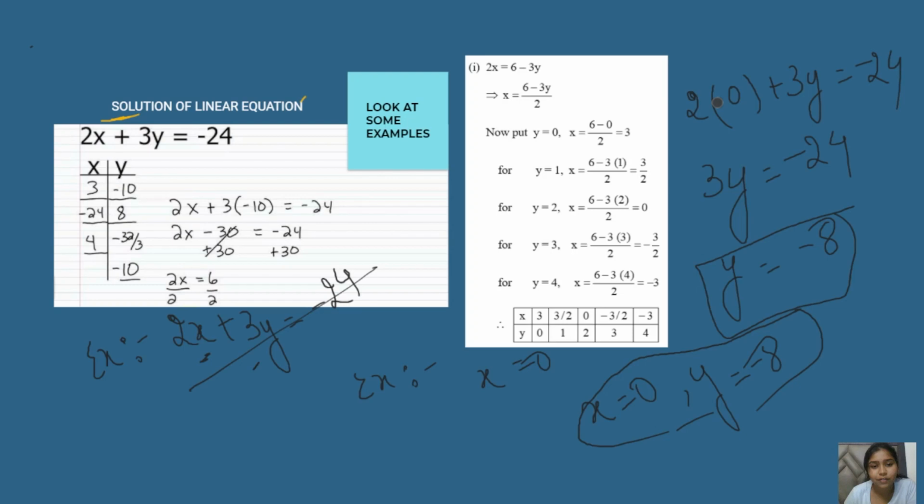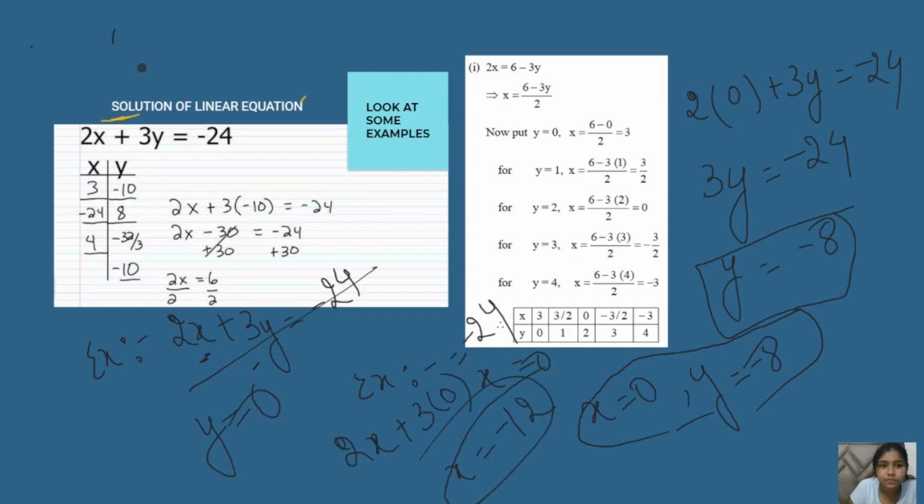Now we can put the value of y equals to 0. Okay, let's now put y equals to 0. What we'll get is 2x plus 3 multiplied by 0 equals to minus 24, right? So x will be equal to minus 12 in this case. So we get two pairs. If we put x equals to 0, we get minus 8 as y. If we put y equals to 0, then we get minus 12 as x.